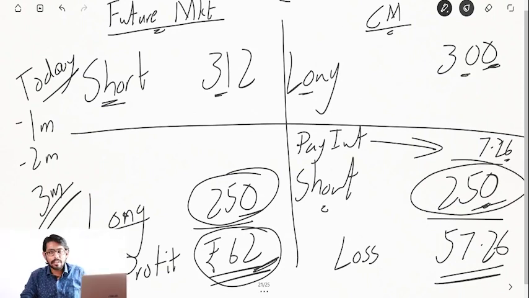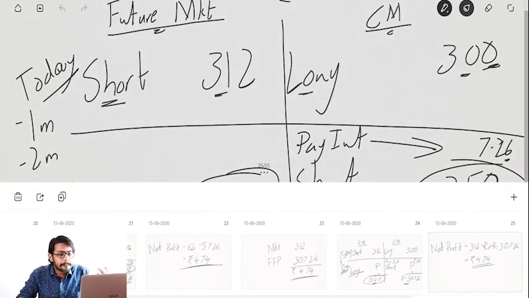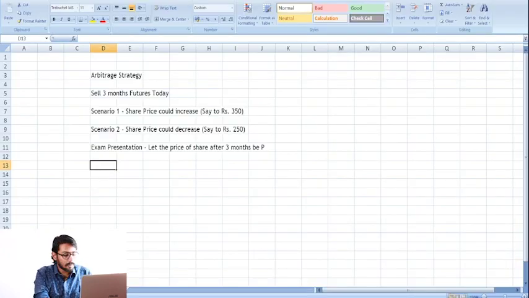Understood now? Okay. What is the price of a futures? Fair future price equals S into (1 plus R) raised to N. Spot price plus interest minus dividend. Okay. So if you have done this, let me give you one more question. Bonus question for you. Please write down in your notebook.